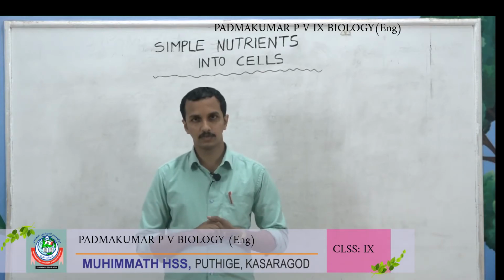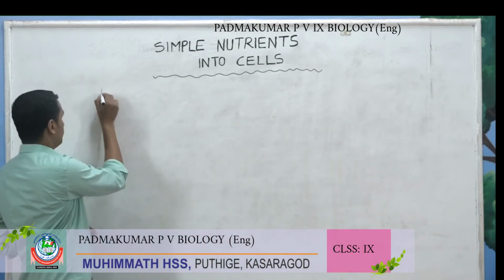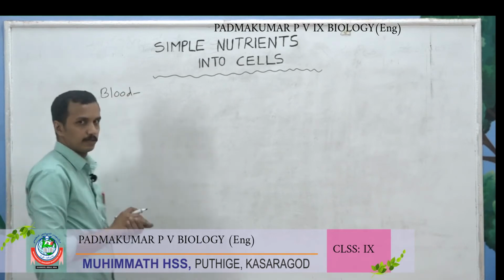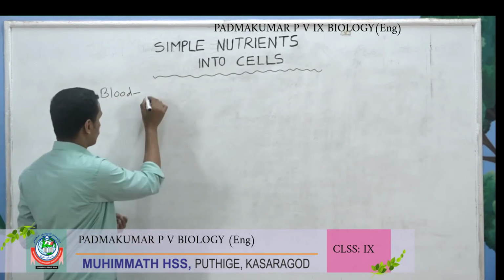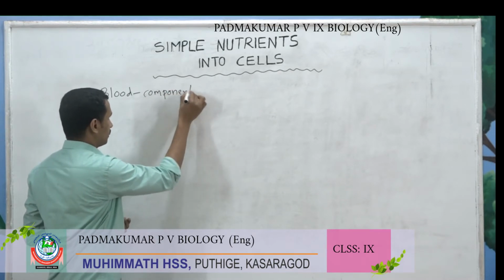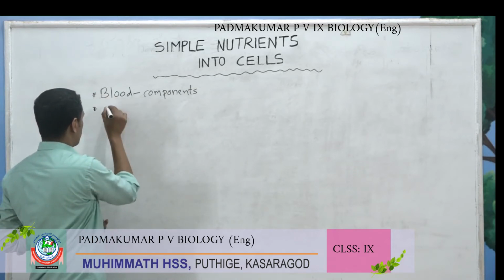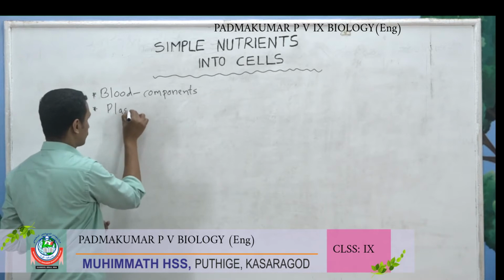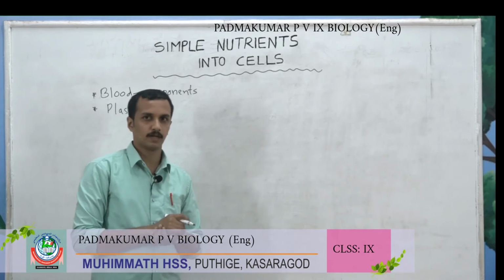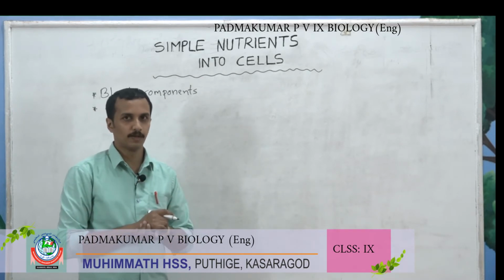Topics included in this chapter. First, you have to study about blood, and components of blood are included in this chapter. Then later you have to study about plasma. Then components of plasma, then role of plasma, what are the functions performed by plasma.